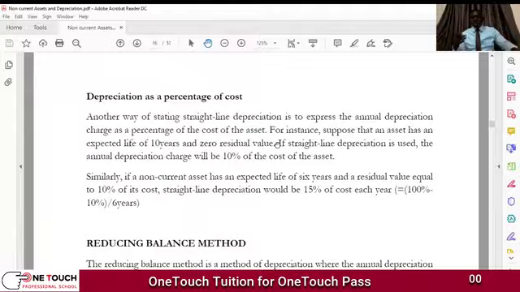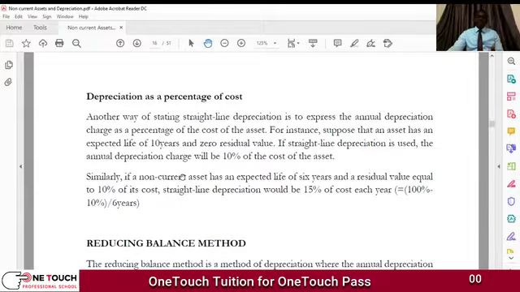So the total cost of the asset is equivalent to 100%. And they are saying that the residual value is 10%. So 10% of 100 is 10. So 100 minus 10, divided by 6, the number of years, to get the rate. So that gives 15% of cost each year.